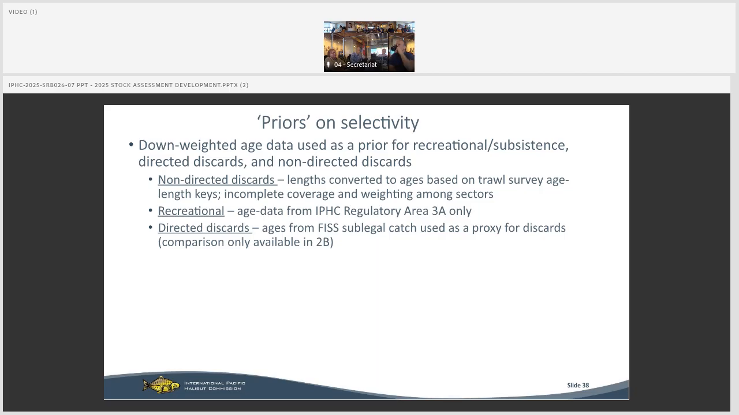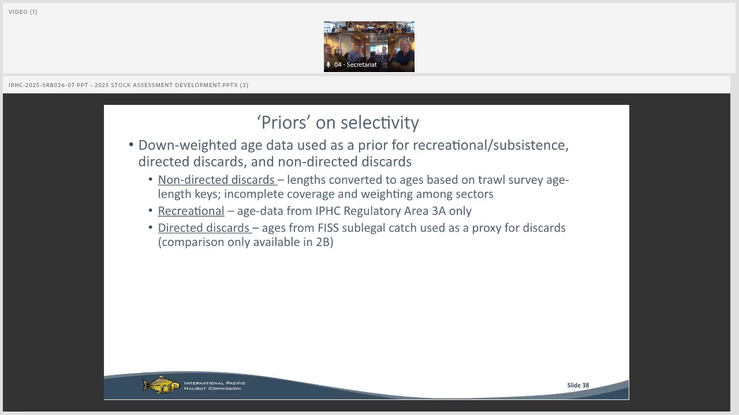And so the real challenges are we don't have ages and we don't have comprehensive sampling from non-directed discards. For the recreational data, it only comes from 3A. And for the directed discards, we don't have at-sea sampling of the discards in the directed commercial fishery. So we slice off the sublegal fish survey catch and say, well, it probably looks like this. Again, those age compositions are in the data overview document. And we, yeah, go ahead.